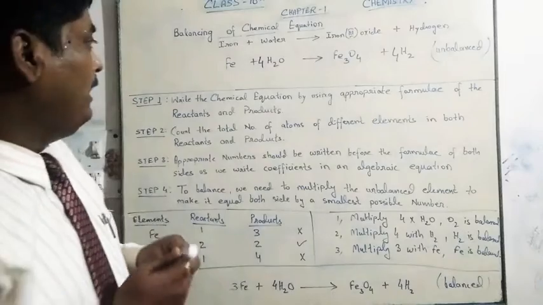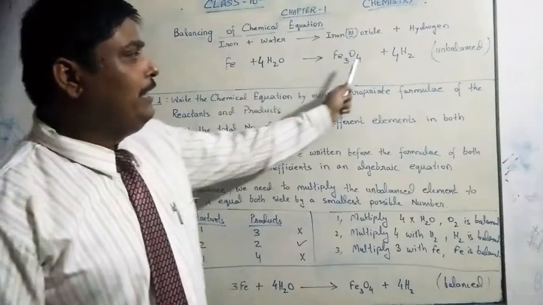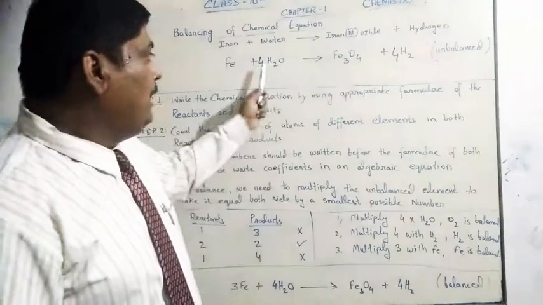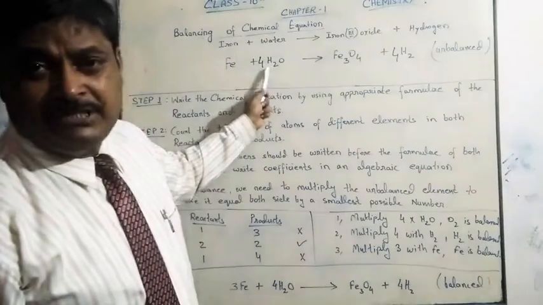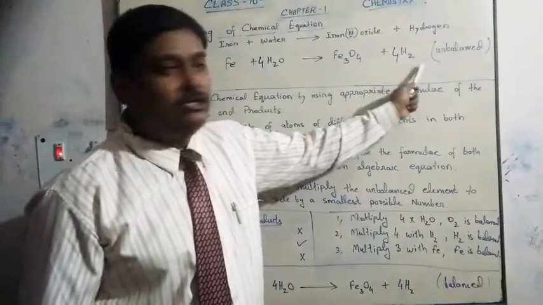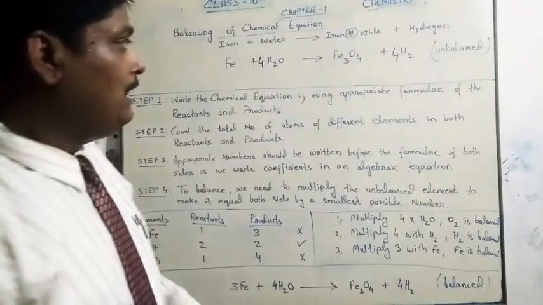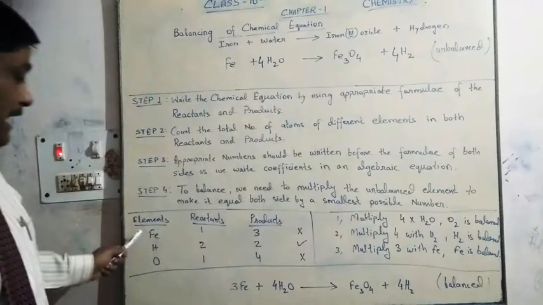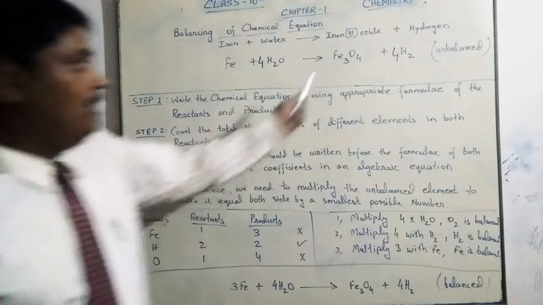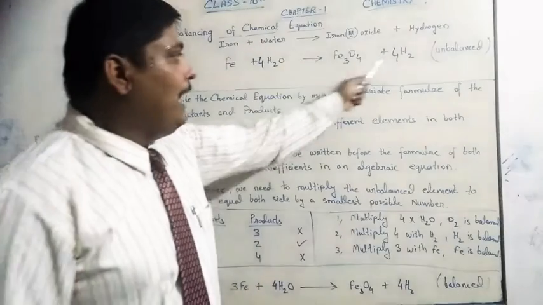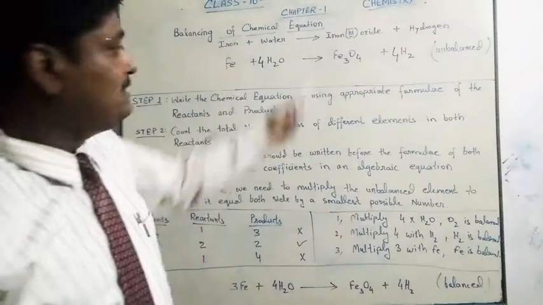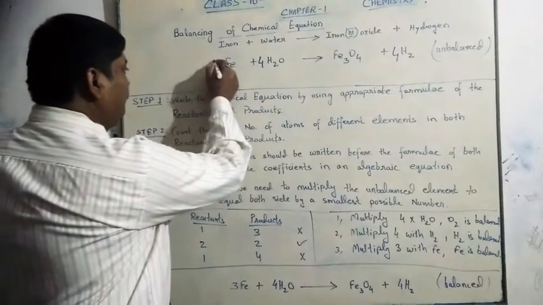Check it again. Here oxygen is 4, here oxygen is also 4. Here the number of hydrogen atoms is 4 times 2, that is 8. Here also hydrogen becomes 4 times 2, that is 8. Now the third thing that remains is iron. Iron here is 3, and the other elements are already balanced. So we write 3 here itself.